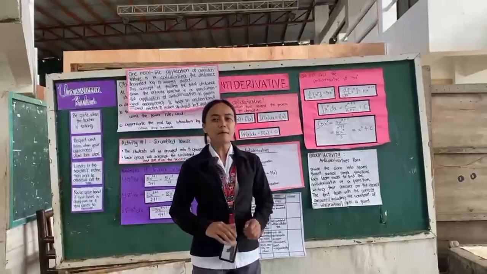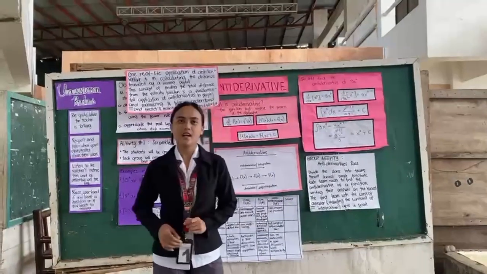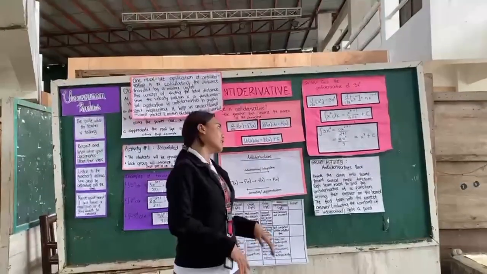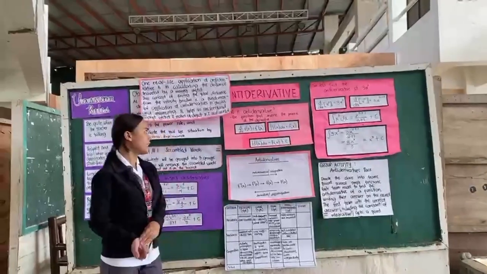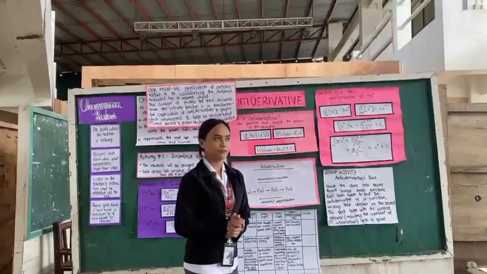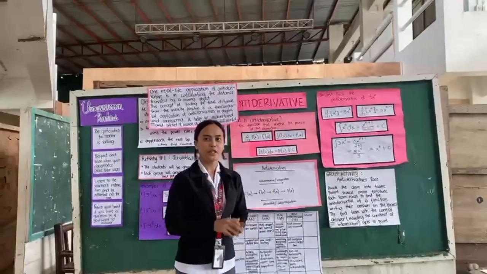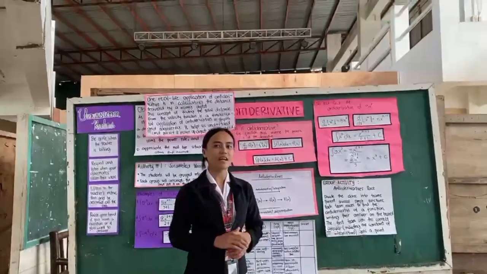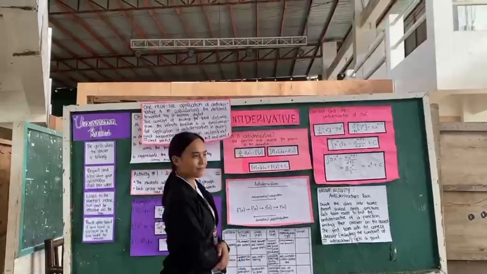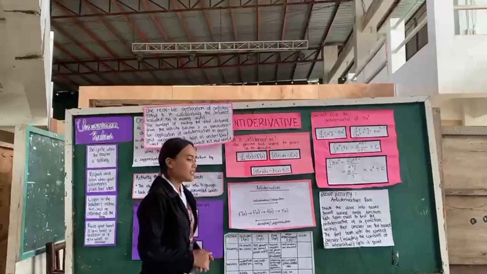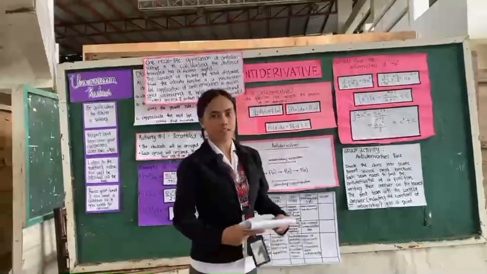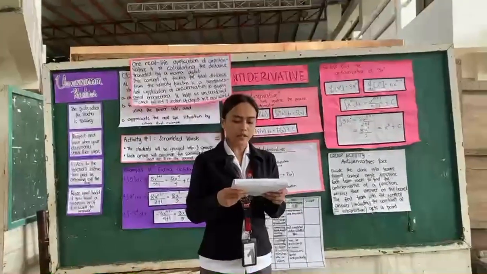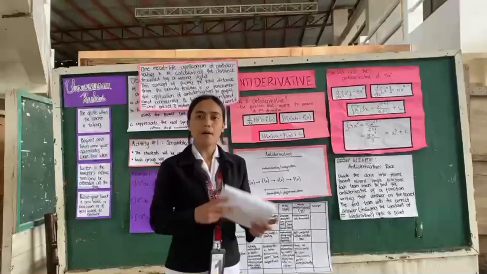So, to sum up the lessons that we have tackled today, I will ask you questions regarding our lesson. So, okay, first is, what is antiderivative? Okay, very good. Second is, what does the plus c represent in an antiderivative? Okay, very good. So, for our evaluation, please get 1/4 sheet of paper and then write the letter of the correct answer on the paper.